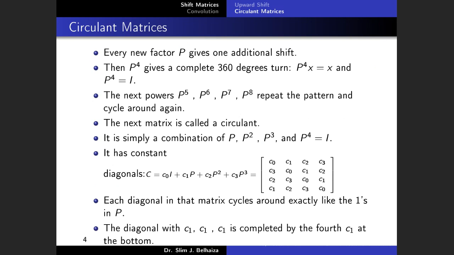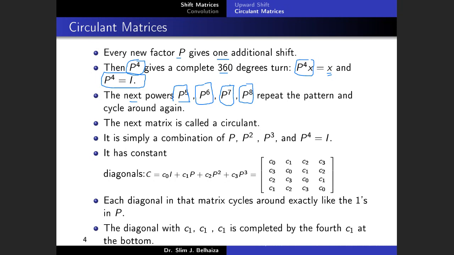So every new factor of P gives one additional shift. And if P is raised to the power 4, you get a complete 360-degree turn. So P to the power 4 times X is just X. In fact, P to the power 4 acts like the identity matrix of size 4. And of course, the next powers, P5, P6, P7, and P8, would repeat the pattern and cycle around again.